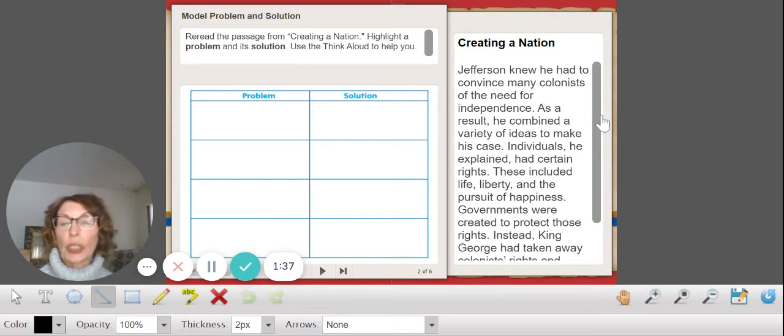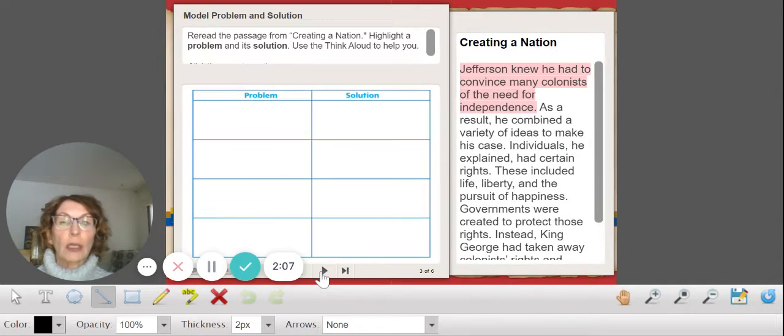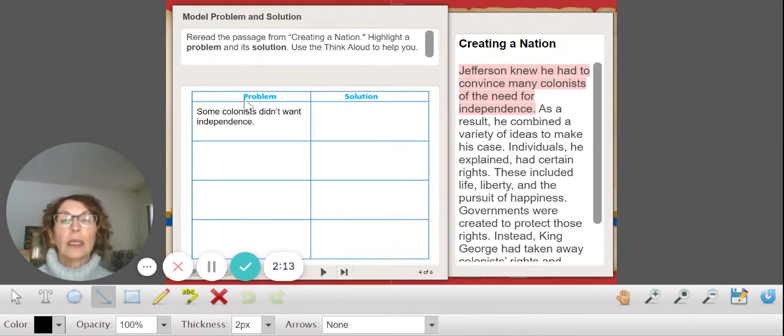All right, I do recall hearing one of our signal words or phrases. I'm going to go back to the beginning of the text and take a closer look. Jefferson knew he had to convince many colonists of the need for independence. So when I'm hearing here that this is a problem for him that he had to solve, he wanted to convince the colonists of the need for independence. So he had to come up with a way or a solution for how he was going to do that. So I'm going to check to make sure that I am accurately identifying the problem. Yes, it is highlighted, so I will place that in the problem column in our graphic organizer.